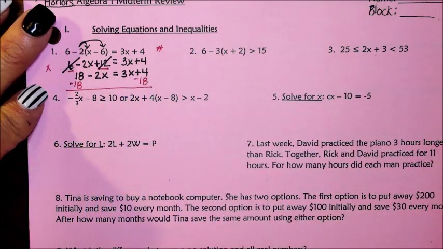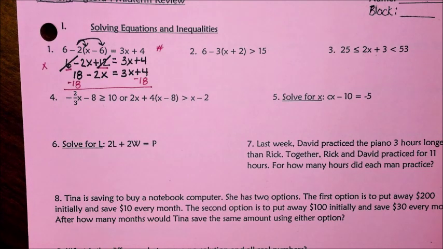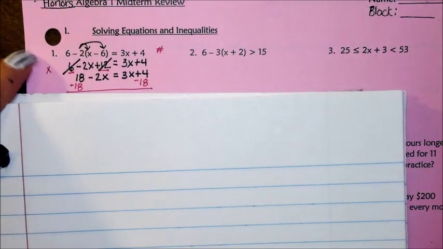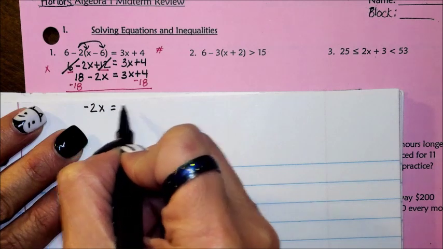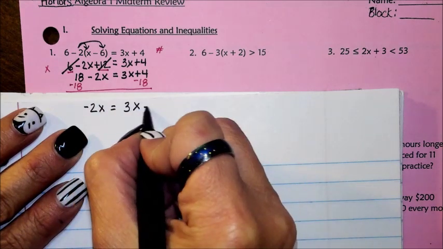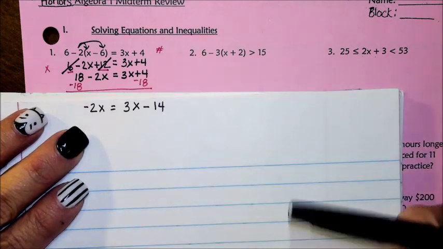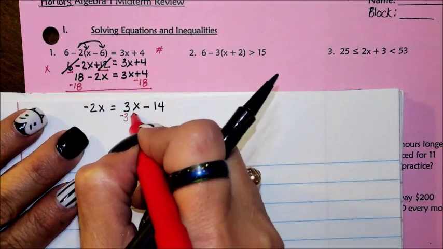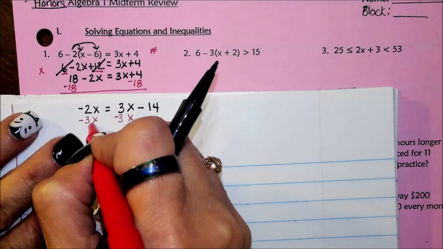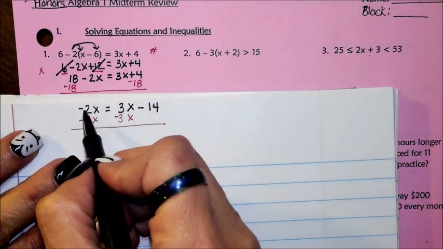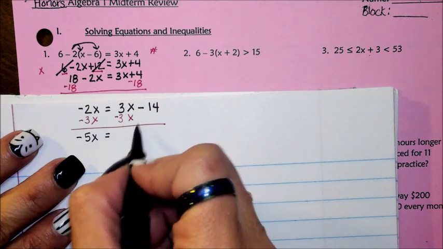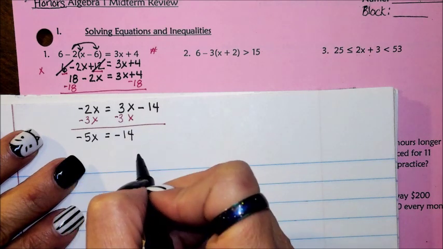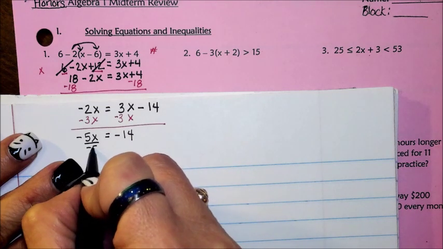Didn't leave much room to work, did I? I might need to get some paper. I happen to have some already. Alright, so I'm going to go right here. So this is going to give me negative 2x equals 3x minus 14. I'm going to move this 3x to the other side. Negative 2 and negative 3 will give me negative 5x equals negative 14. I'm going to divide both sides by negative 5.